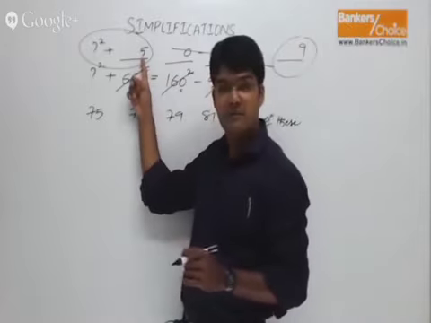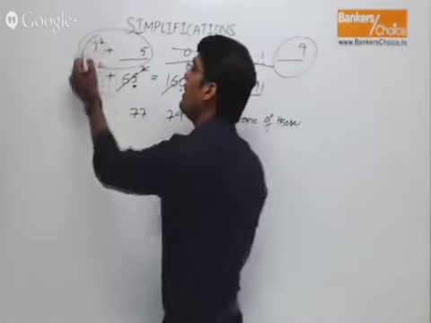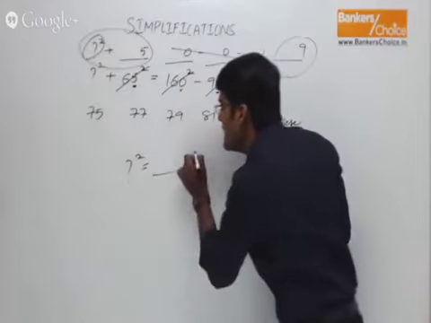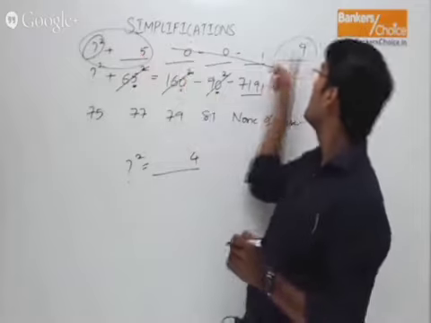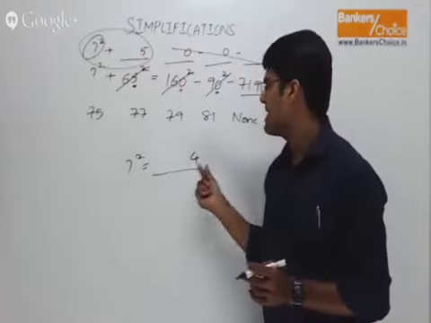Already we have got 5 here. So what should be this question mark square? Question mark square should be ending in 4. Why? If this value ends in 4, 4 plus 5 makes it 9. Question mark square should end in 4.